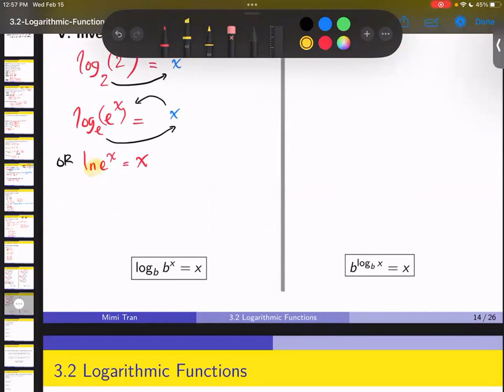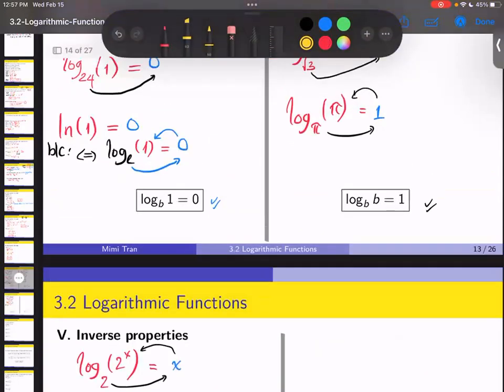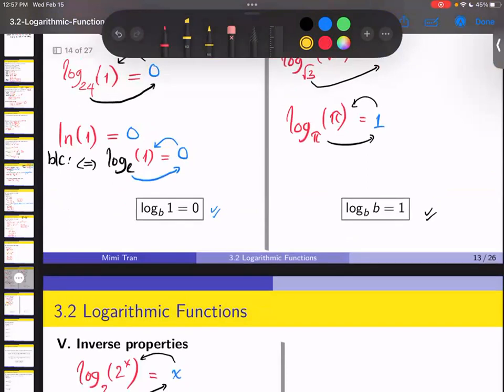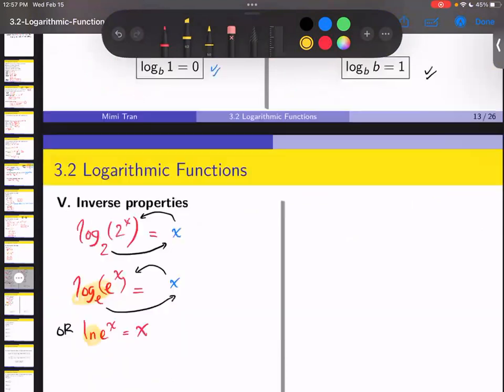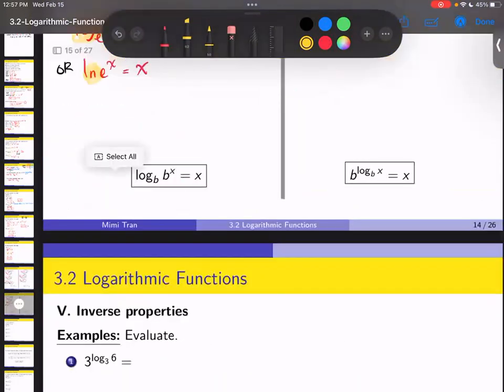So ln and the e cancel. Log and the e cancel. So if I have log base b of b to the x, it equals x. This is a general form as opposed to that one. That is a special case when x equals 1. When x equals 1, you have log base b of b to the 1, which equals 1. That's a special case.